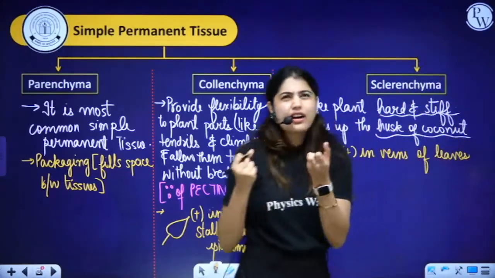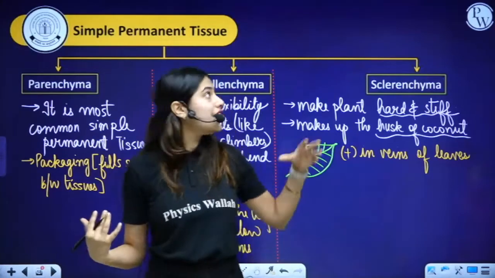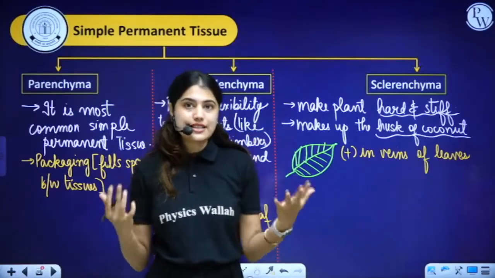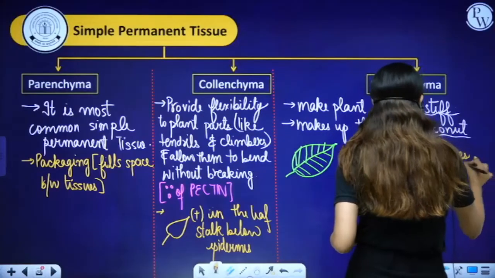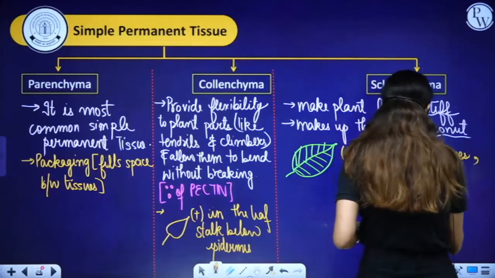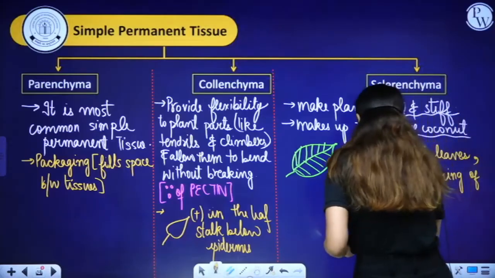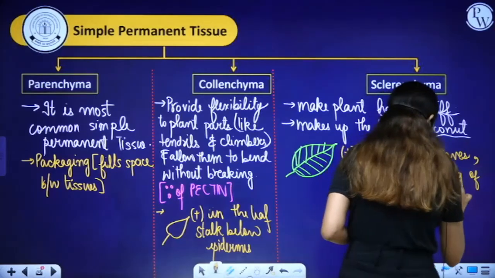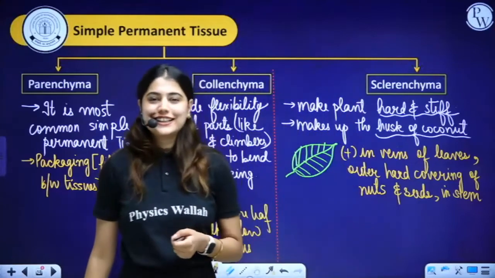You see those hard nuts, the nuts have an outer covering, the seeds have that hard outer covering. All of that is also made up of sclerenchyma. Where else can we find it? We can find it in the stem around our vascular bundles as well. So we can say it is present in the veins of the leaves, in the outer hard covering of nuts and seeds, also in the stem, right? That was about it.